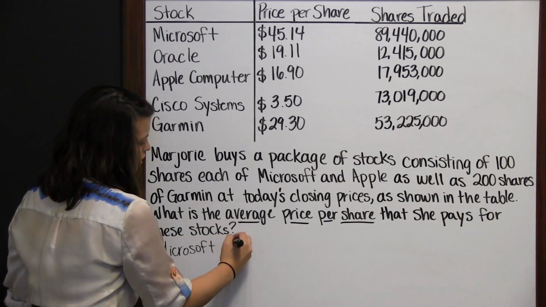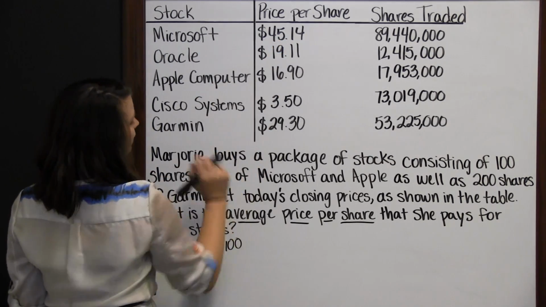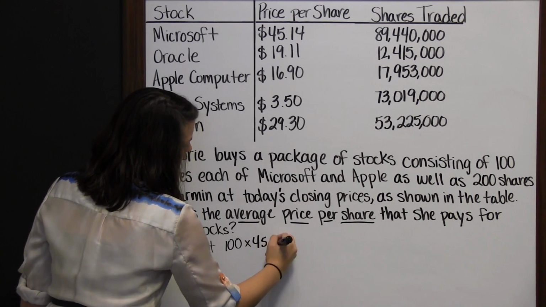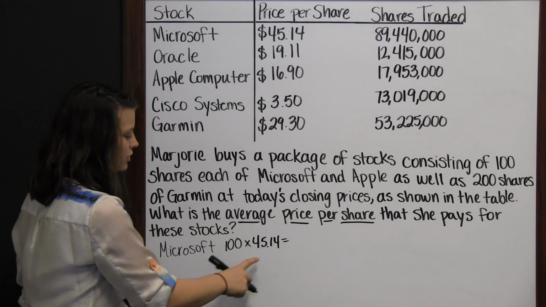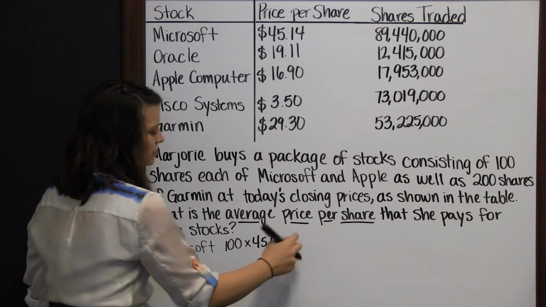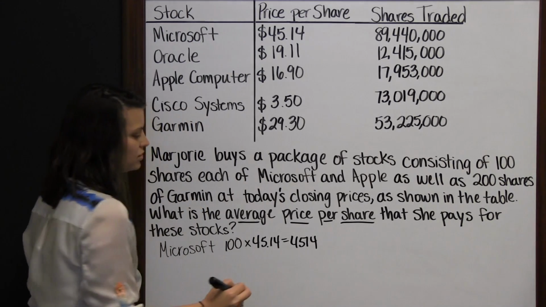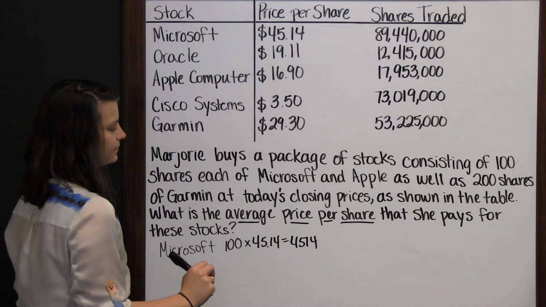She bought 100 shares for $45.14 each. So times 45.14. And multiplying by 100 just means you move that decimal 2 places to the right. So it's $4,514 that she spent on her Microsoft shares.